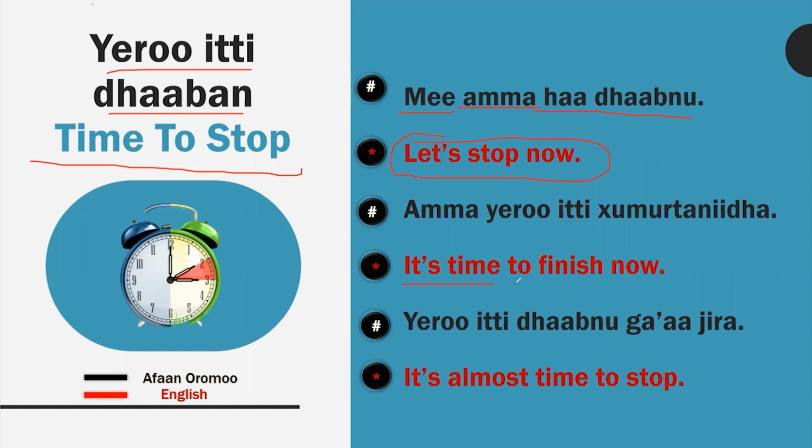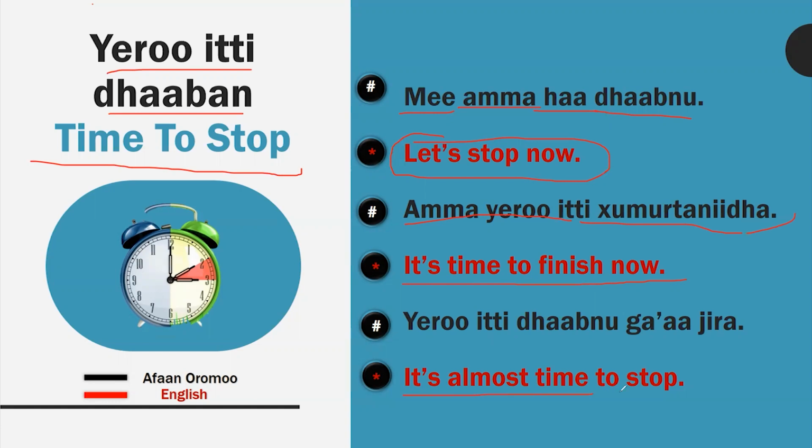Next, it's time to finish now. It is time to finish now means if you are giving students a test or exam and want to tell them it's time to finish or it's time to stop, you can say in Afaan Oromoo, amma yeroo itti xumurtanidha. Amma yeroo itti xumurtanidha. Yeroo itti xumurtanidha, yeroo itti raawwattanidha jechuudha.